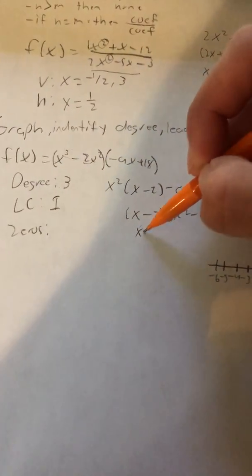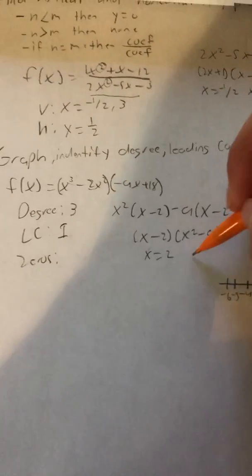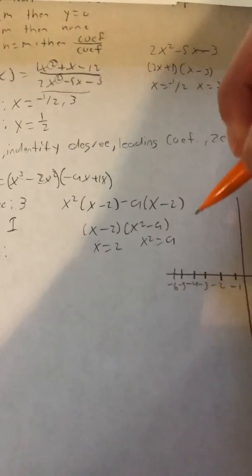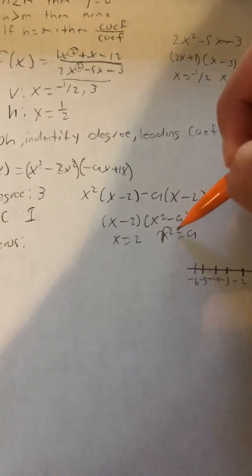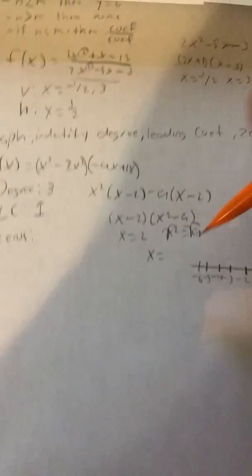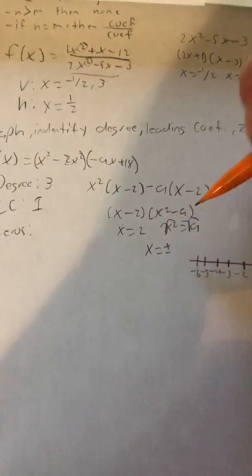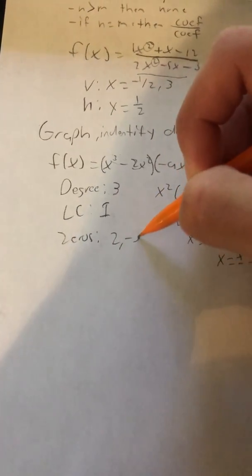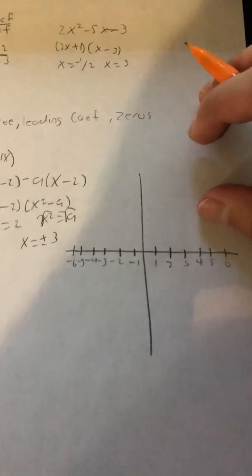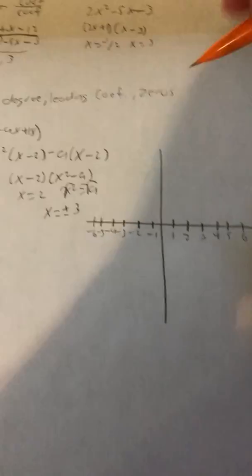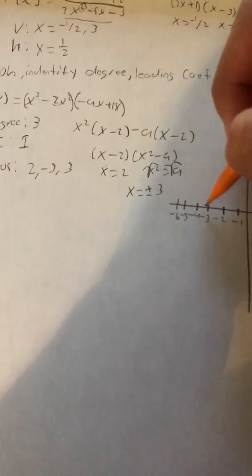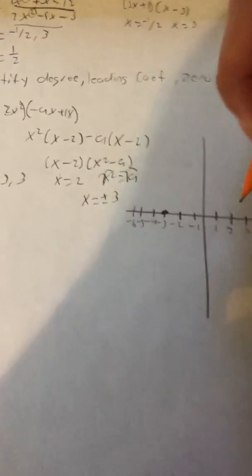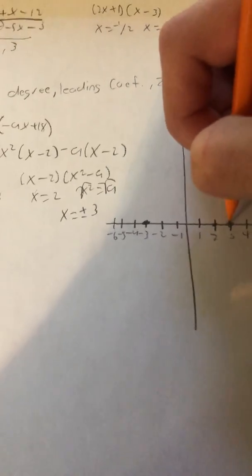And now we just continue to find x. So x would be 2 for this one. And then x squared equals 9. You move 9 to the other side, you're going to want to take the square root, and don't forget to do plus or minus. The square root of 9 is going to be 3. So our zeros are going to be 2, negative 3, and positive 3. And now we come over to the graph, and we want to graph it. So we can place our zeros at negative 3, 2, and positive 3.